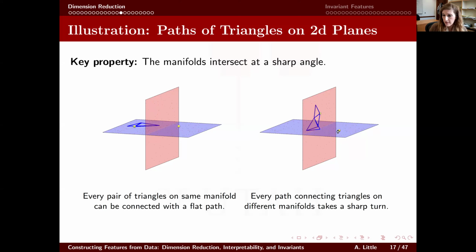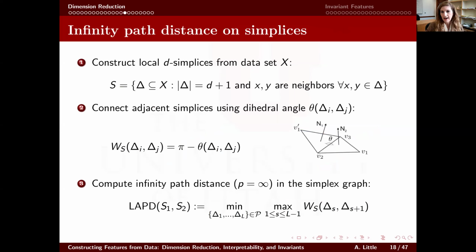On the other hand, if you have one point from the blue manifold and one point from the red manifold, any path of triangles that you construct from your data points at some point along the way is going to have to take somewhat of a sharp turn. Okay, so this is the intuition that we want to leverage in constructing essentially an angle-based path distance.